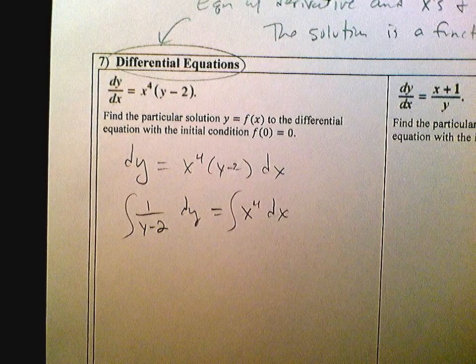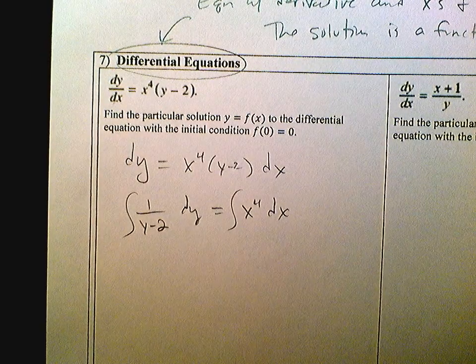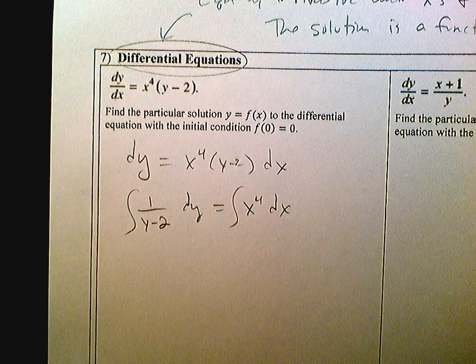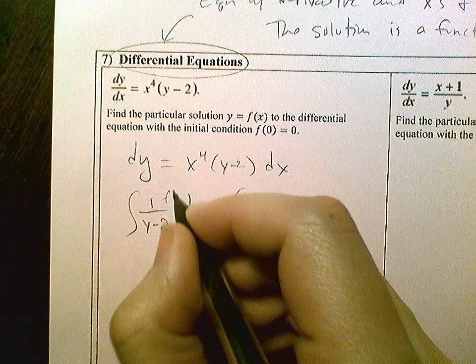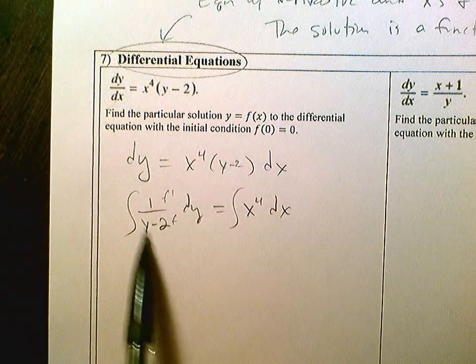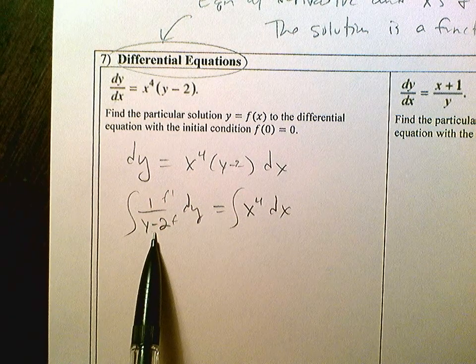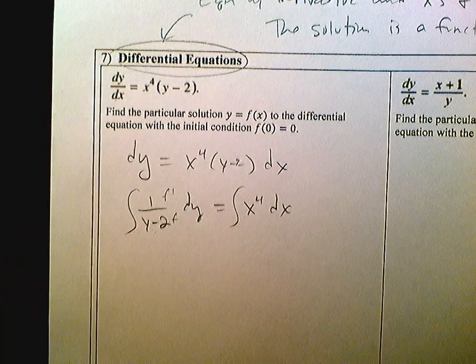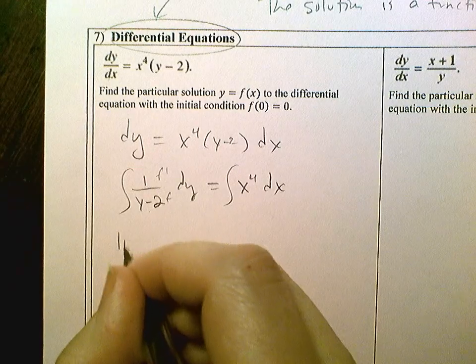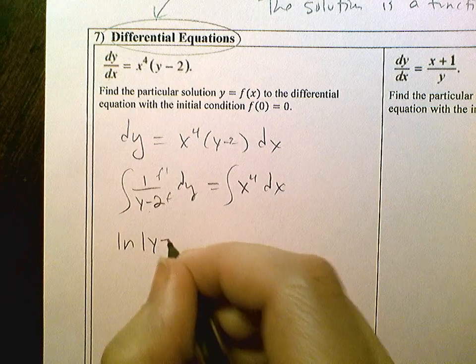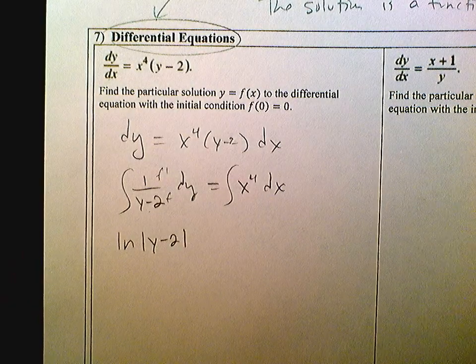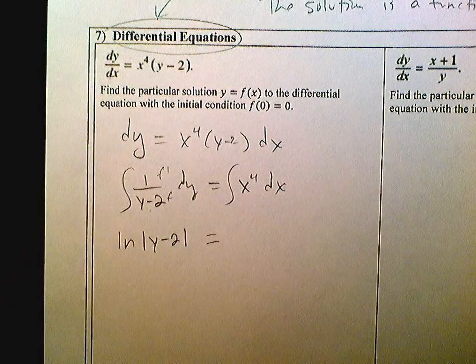This is a fraction, so I go through all of my fraction techniques, and f prime over f jumps out at me. And yes, if this is f, f prime is 1. So this is f prime over f. So you need to know that its antiderivative is the natural log of the absolute value of f. All right, so that's the antiderivative of the left side.